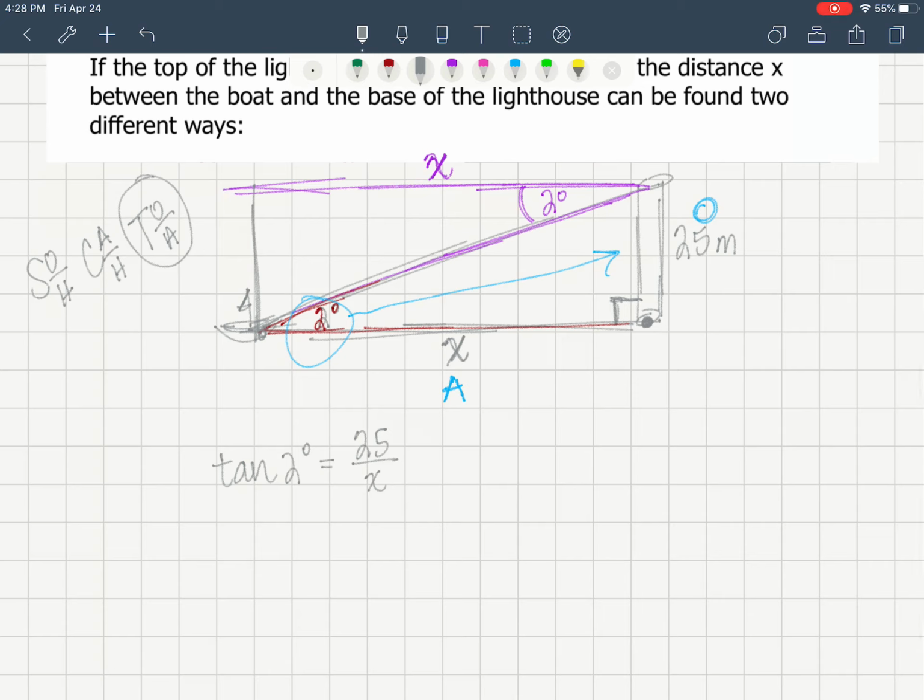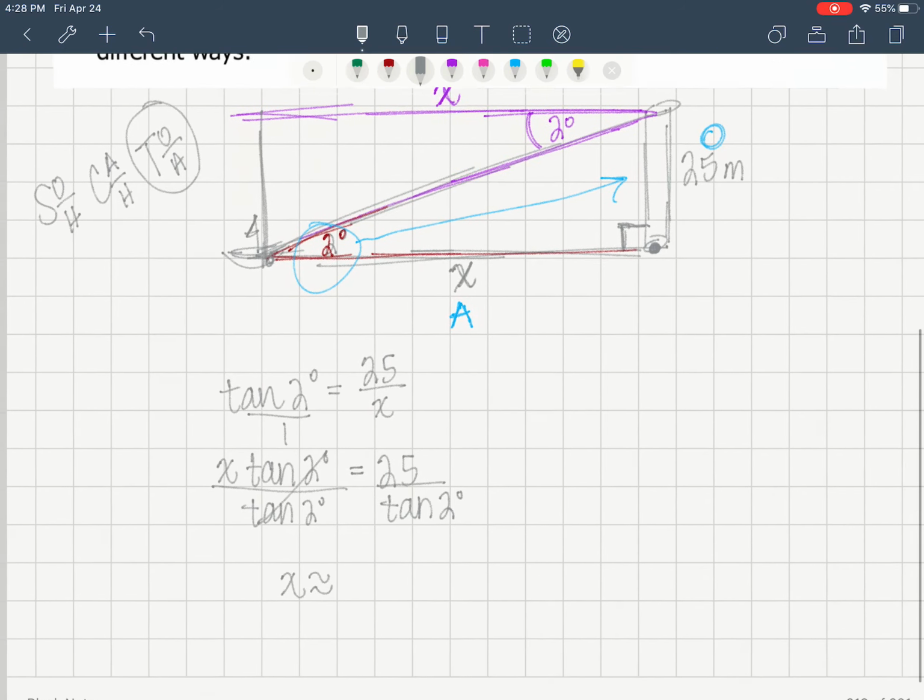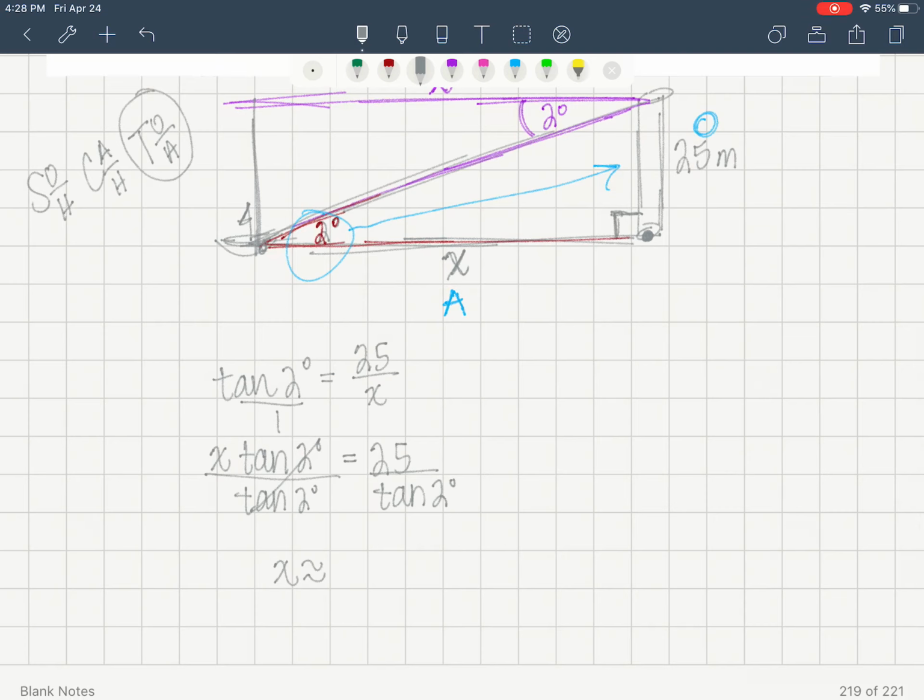I'm going to cross multiply and divide. So I'm going to multiply both sides by x, or I can just think of it as cross multiplying. So x times the tangent of 2 degrees is equal to 25. Divide by the tangent of 2 degrees. Make sure you've got your calculator handy. And we're going to get a distance. It's going to be in meters. Definitely going to be in meters.